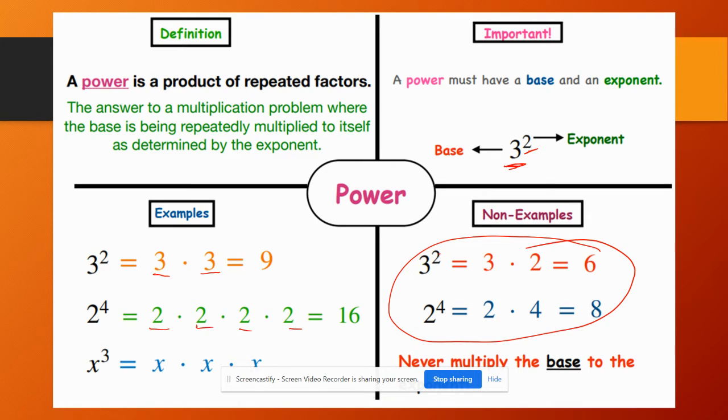Non-examples. 3 to the second power does not mean 3 times 2, and the answer is not 6. 2 to the fourth power is not 2 times 4, which is not 8. So we never multiply the base by the exponent.